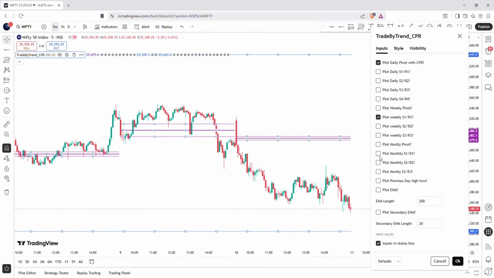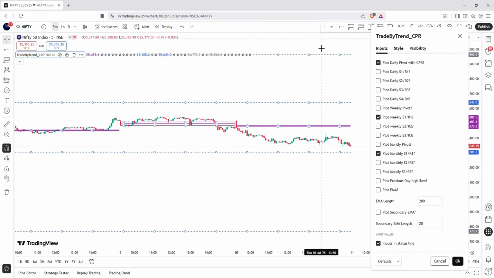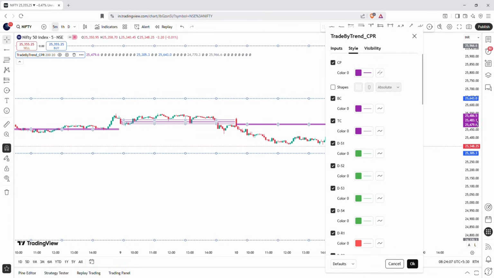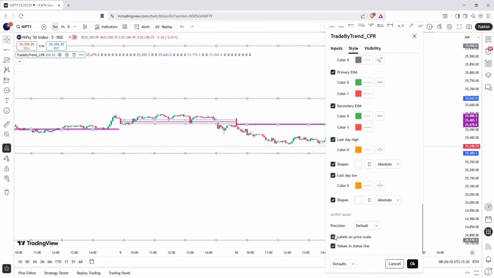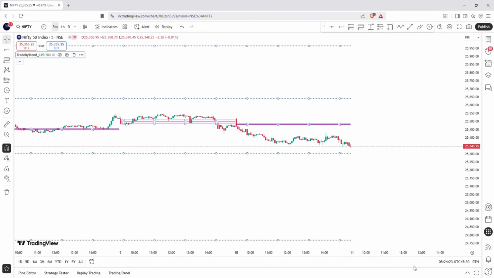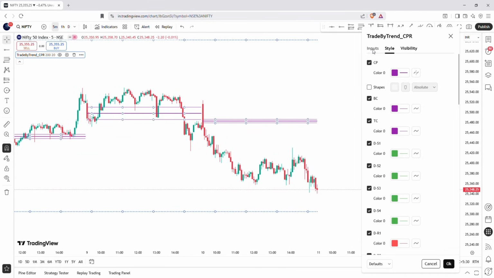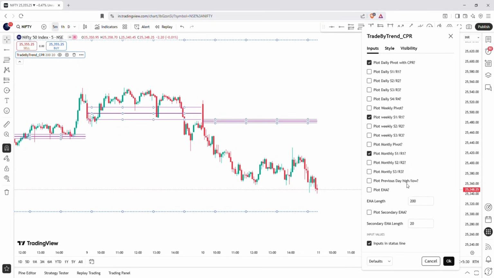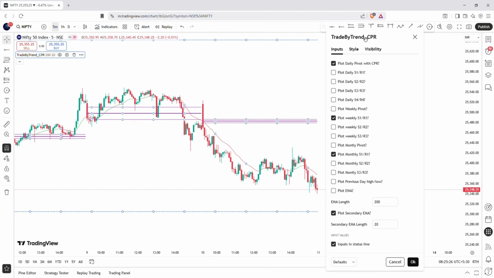Next we can take the monthly S1, R1. Here you can see gray dotted lines, the monthly pivots. Okay, if you don't want these price labels, we can untick this. If you want to hide the status line, we can untick this. And in the inputs tab, we can find previous day high, low, and 200 EMA and 20 EMA. As of now, we can take the 20 EMA. Here you can see this is the 20 EMA. I personally use this for live intraday trading. It gives me all important levels in a simple way.